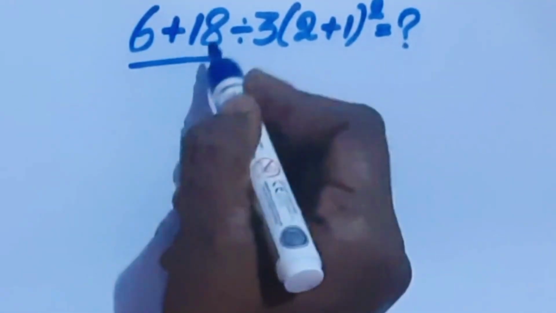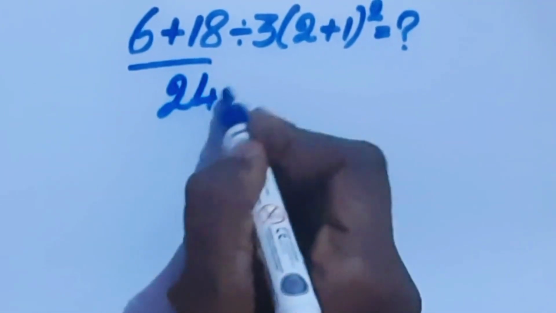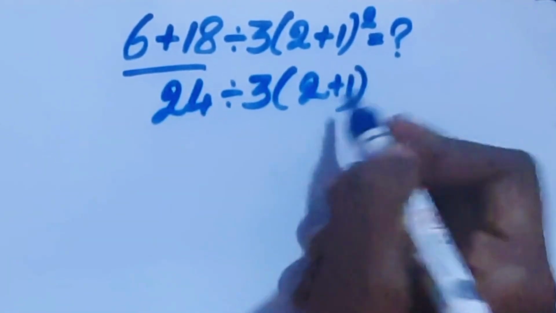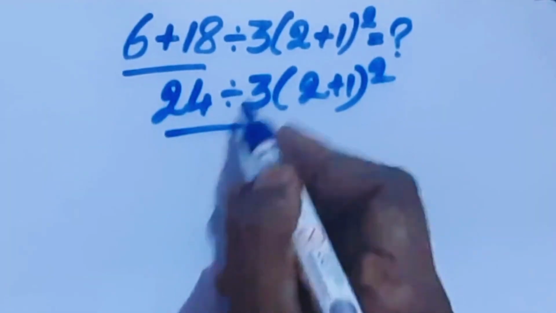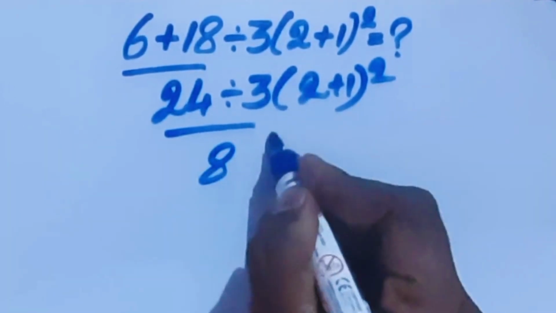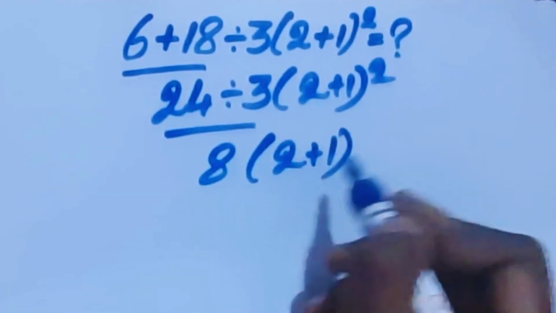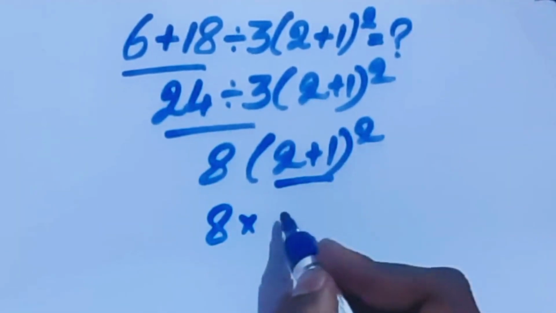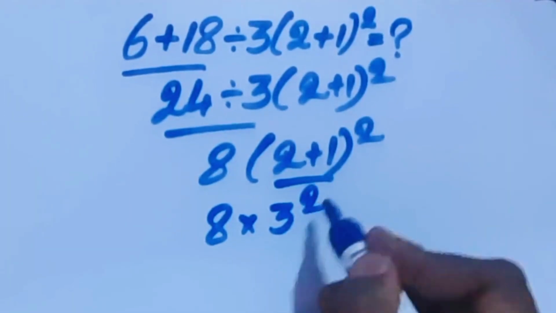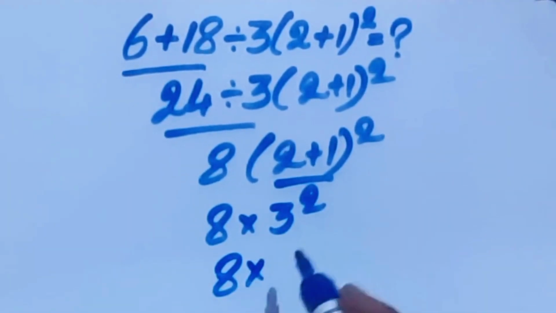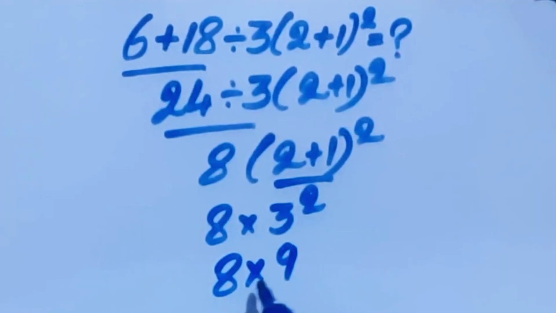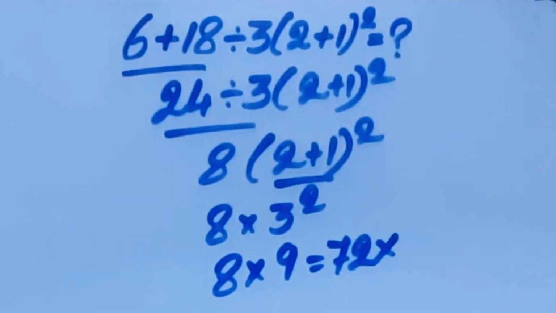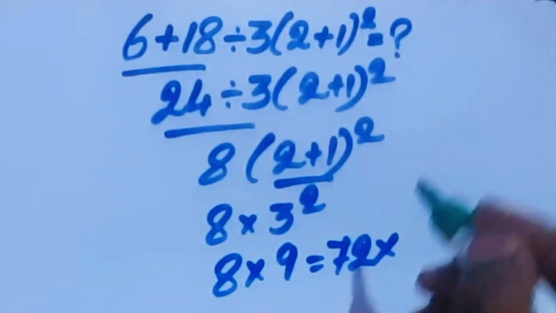Hi guys, here 6 plus 18 is 24, divided by 3, times (2 plus 1 in bracket) whole square. Here 24 divided by 3 is 8, times (2 plus 1 in bracket) whole square. Here 2 plus 1 is 3, squared. Here 8 times 3 squared is 9. Here 8 times 9 is 72, which is the wrong answer. As per the order of operations, this 72 is the wrong answer.